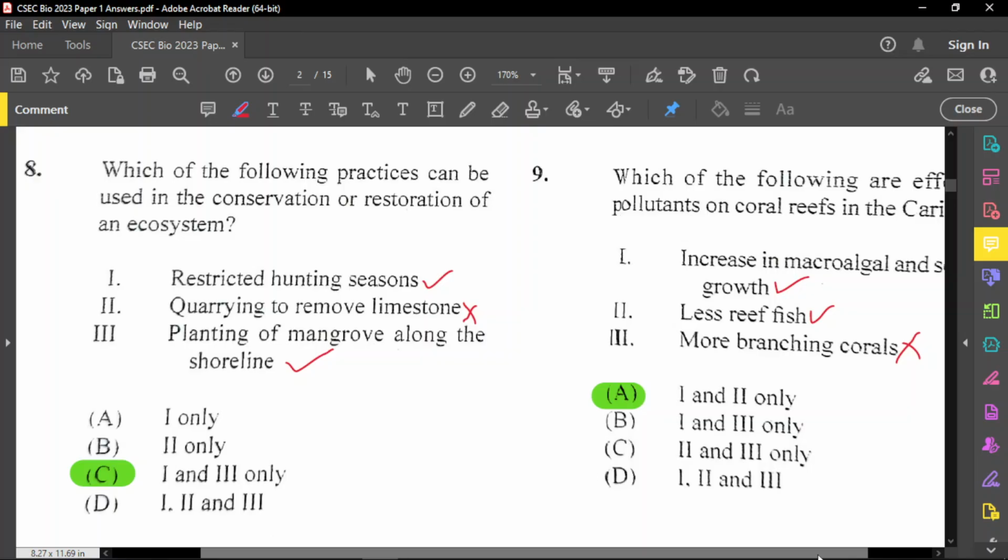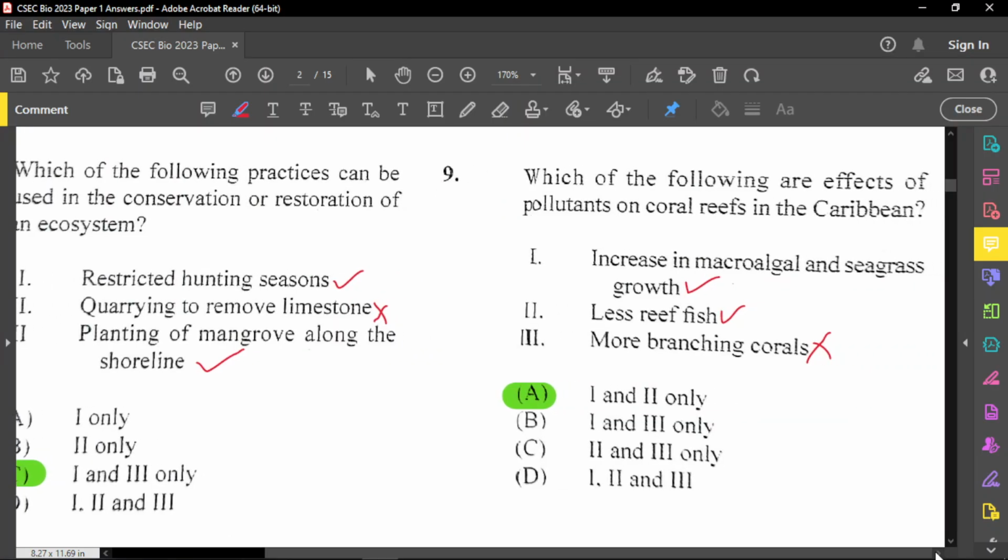Now, question number 9 said, which of the following are effects of the pollutants on coral reefs in the Caribbean? And so we have 1, increase the microbial and seagrass growth. We have less reef fish, which is also true. More branching corals, which is not true because, of course, you should have less if you have pollutants, right? And so option 1 and 2, they are the correct options.